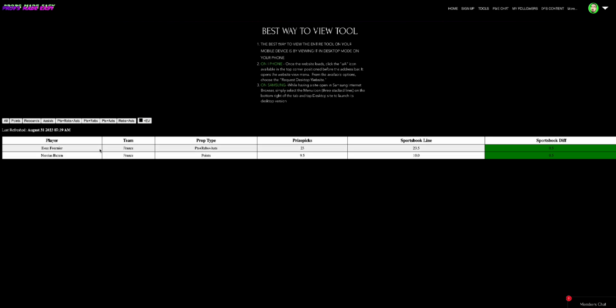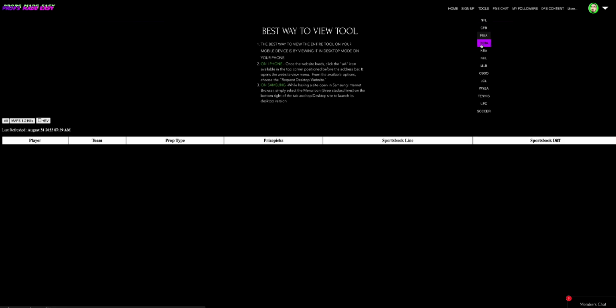All right, so for FIBA, we got a couple overs that are looking good. Evan Fournier and Nicolas Batum both play on France. Both of them are playable. Evan Fournier's PRA is the best spot, over 23. And then Nicolas Batum's points over 9.5 are two of the best options. Well, two of the only plus EV options that you have available right now.